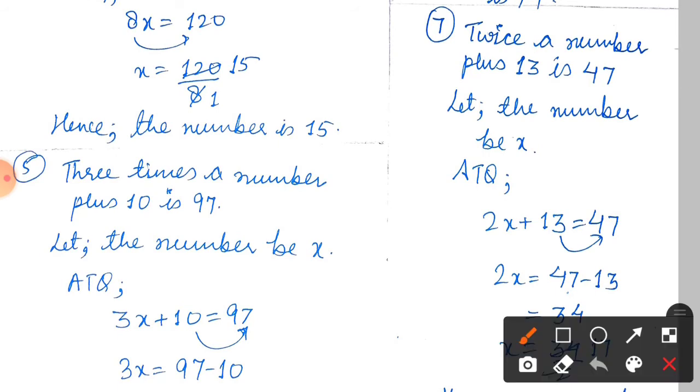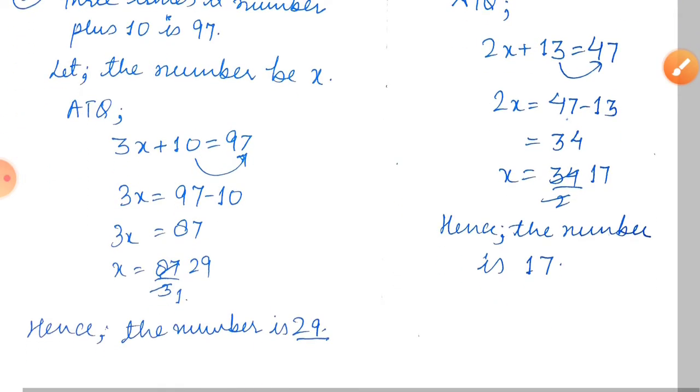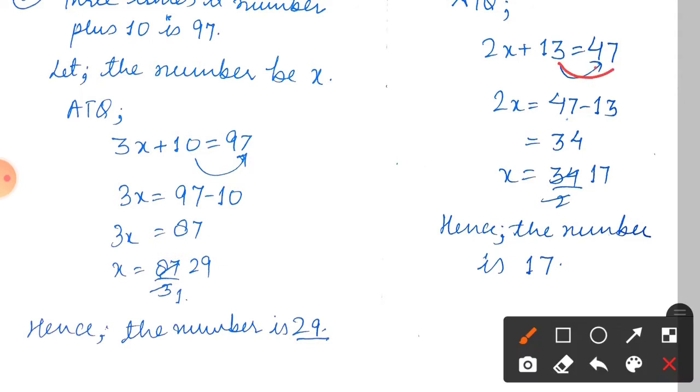Now the next question is, twice a number plus 13 is 47. So let the number be x. Twice the number means 2 multiplied by x, plus 13 is equal to 47. So what you will get? Transpose 13 towards the right side. So the number is 34, hence the variable is 17.